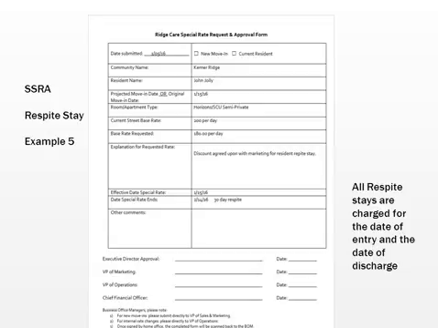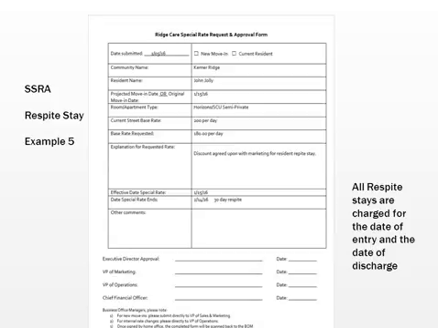Moving on to our last and final, which is example number 5, respite stay. This is going to show where we would have a daily base rate of 200 per day, that we're requesting 180 per day. It's pretty self-explanatory. The only thing that we do want to note on here is that the respite stays are charged for the day of entry and the date of discharge, and you need to make sure that you are conveying that to your impending resident.